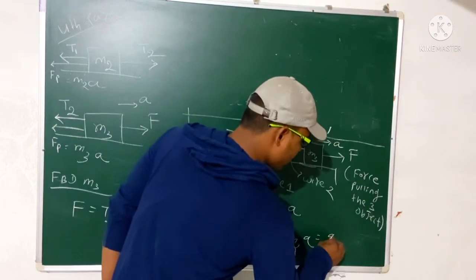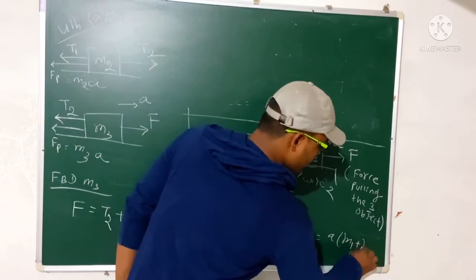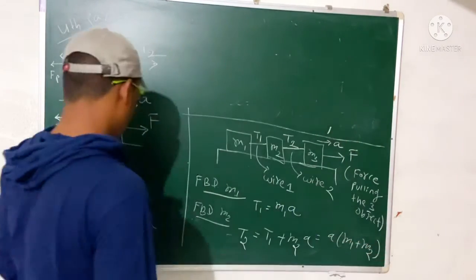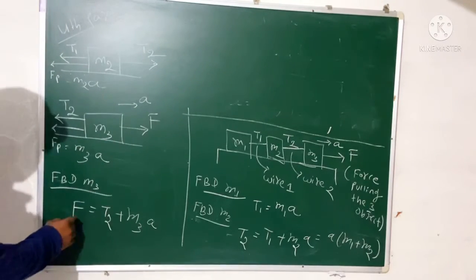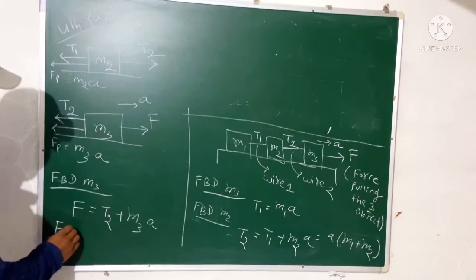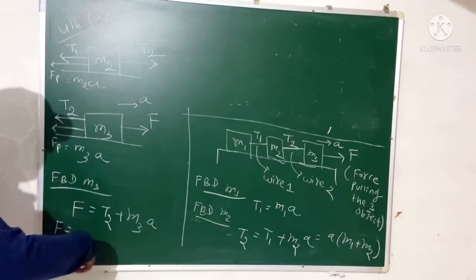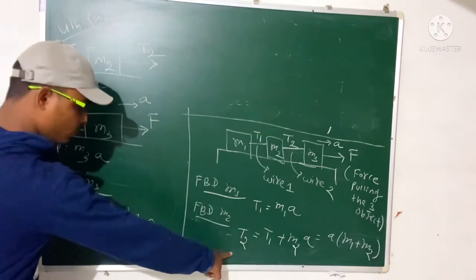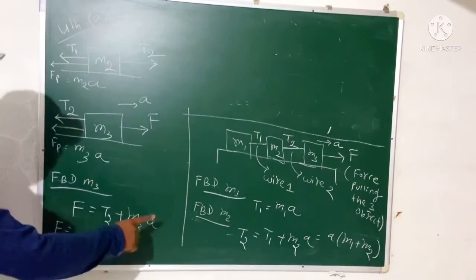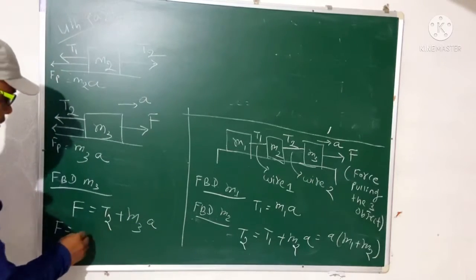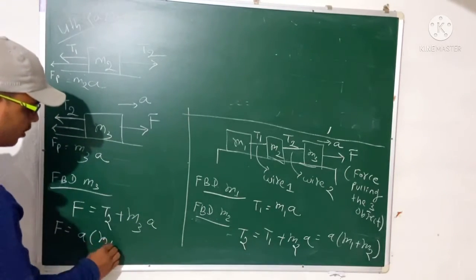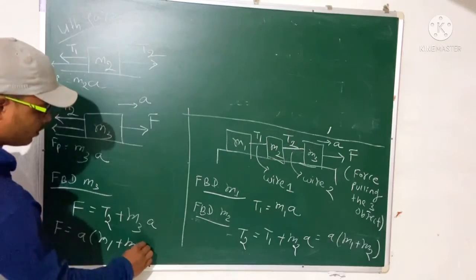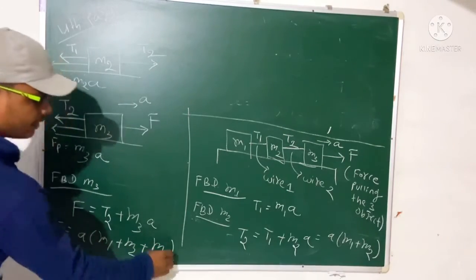So that is A into M1 plus M2, right? Then what is F? So F will be this. From here, substitute T2, since we have got T2 here. So if you substitute T2 here, that will become A into M1 plus M2 plus M3, right?